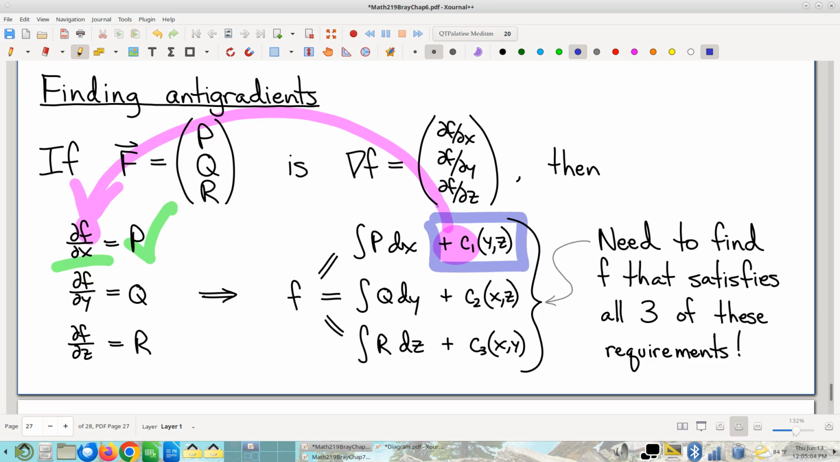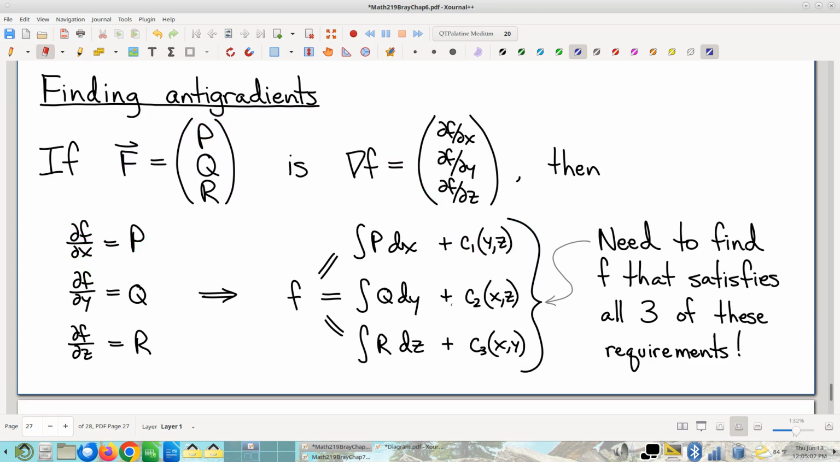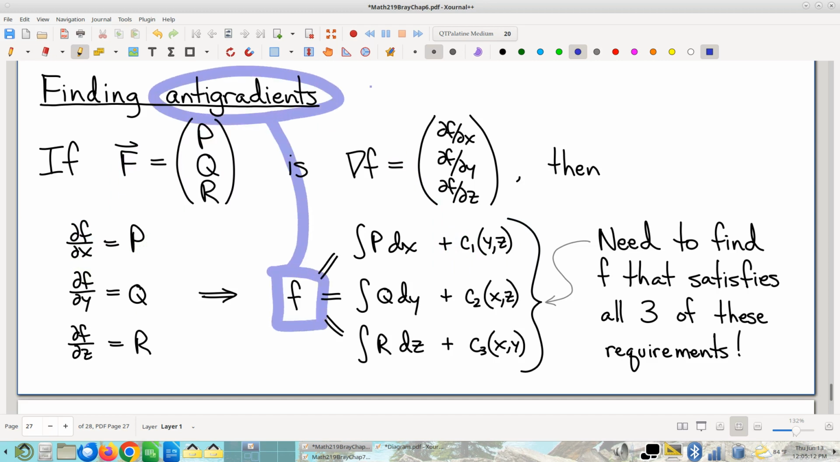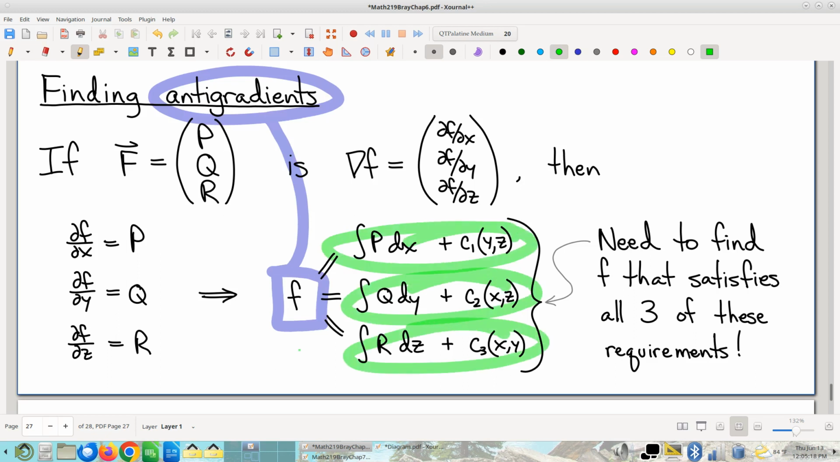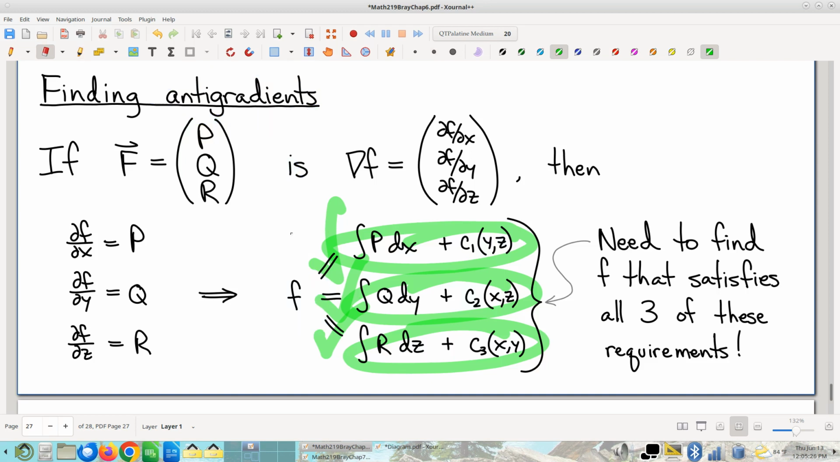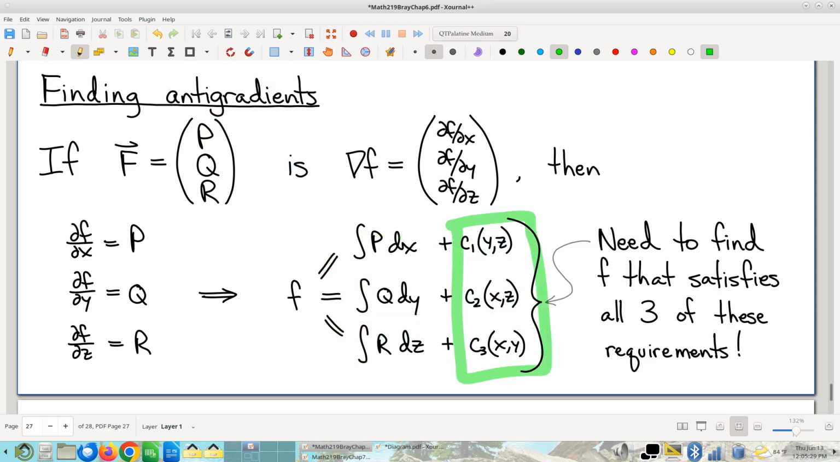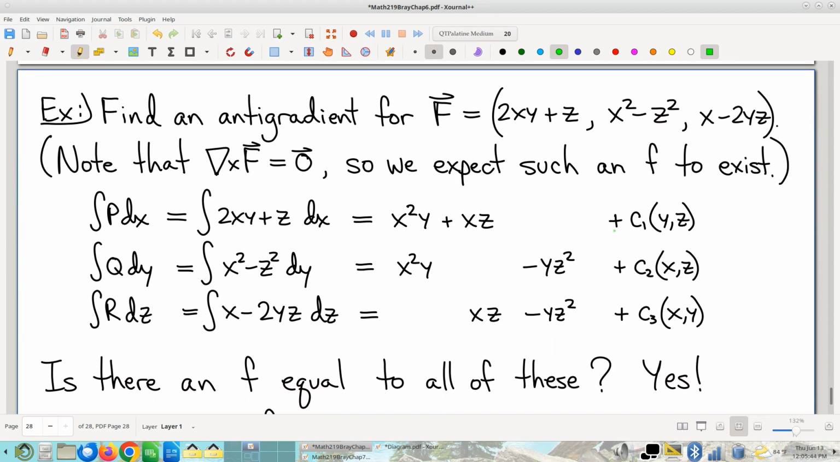Okay. All right. So here's what we really have to do then. And this looks like bad news, but if you want to find this antigradient, how are we going to find that antigradient? Well, I'm going to have to compute these three separate things, and I need them all to equal the same function, which seems unlikely. Keep in mind, though, that I get to pick these functions however might be convenient for our purposes, as long as this only depends on y and z, this only depends on x and z, this only depends on x and y. So let's see this in action. It's just a very straightforward process.